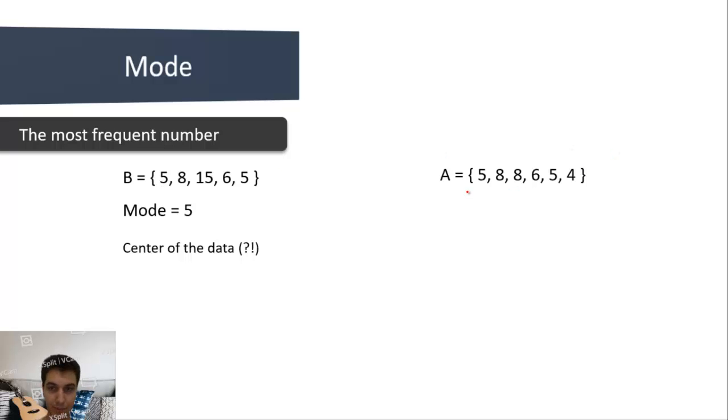Let's see another example. In this example, we have 6 numbers. The frequency of 5 is 2, the frequency of 8 is 2, and the frequencies of 6 and 4 are both 1. So 5 and 8 are the most frequent numbers. So we have 2 modes here. And there is one other case where no number is repeated. In these kinds of cases, we have no modes. So it's okay to have no modes, 1 mode, or more than 1 mode.